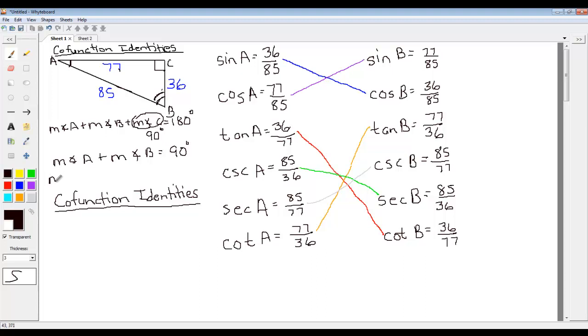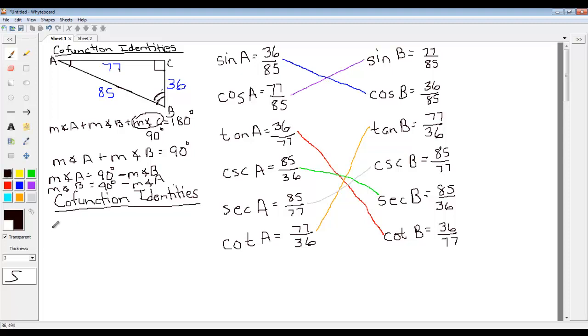So you could say that measure of angle A equals 90 minus the measure of angle B. Or you could also say vice versa, measure of angle B equals 90 minus measure of angle A. And we can use that to write up our cofunction identities.